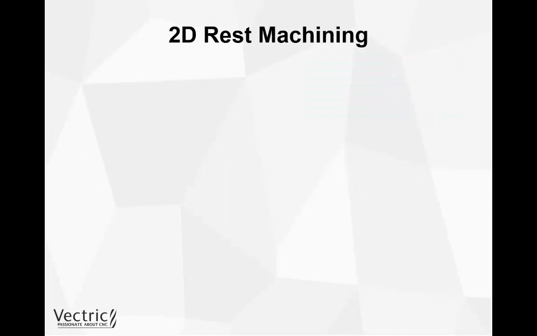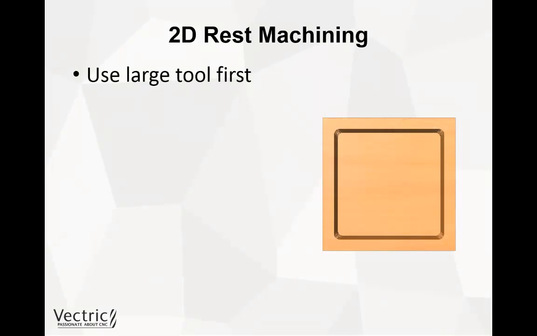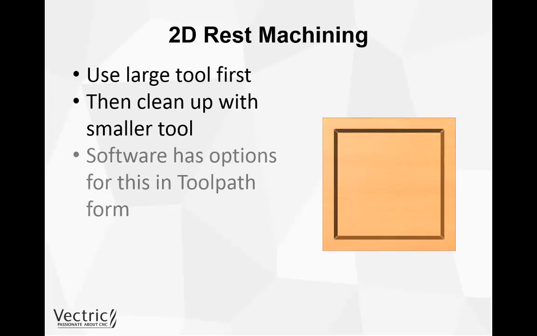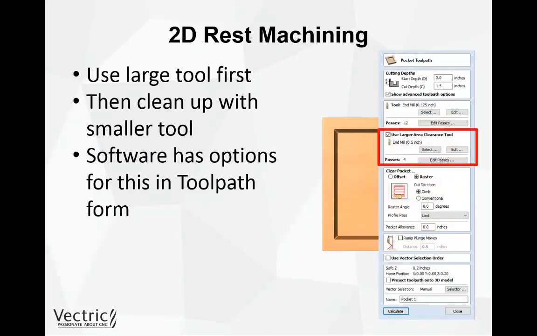So first of all, we'll take a quick look at 2D REST machining. So this is where we go ahead and use the large tool first. Then we go ahead and clean up with the smaller tool. Now the software has all the options for this in the toolpath form itself. So as you can see in the pocket that we just demonstrated then, we use this option here which says to use the large area clearance tool. So that will use the larger tool first, and then it will clean up with the smaller end mill afterwards. So this is a form of REST machining. Now we've probably used that already in day-to-day use of the software.